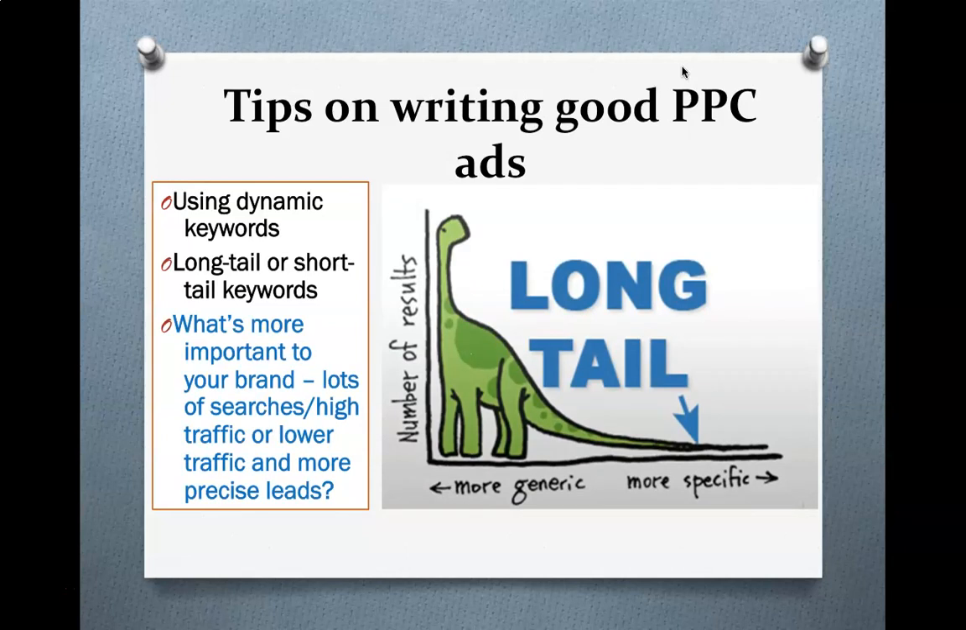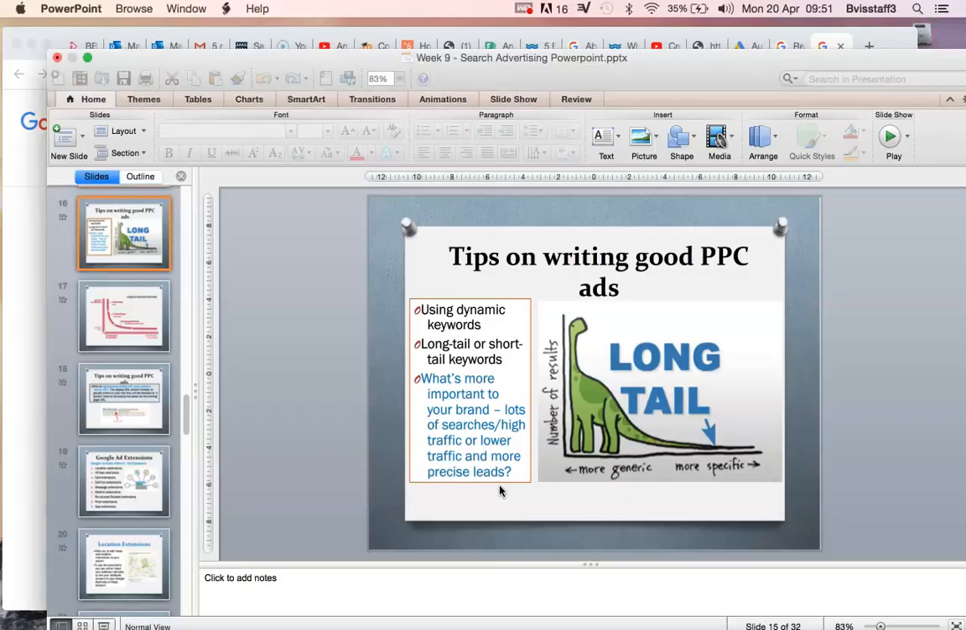And what we're saying here is long-tailed dynamic keywords are usually more specific keywords than generic. And the number of results you can see go up here. So the more generic, the more results you're going to get. The more specific, the fewer results you're going to get. So depending on what you're selling and the type of customer that you're trying to get, more specific may be better.